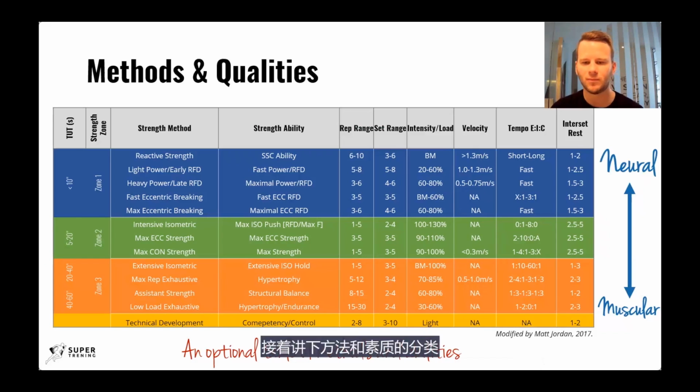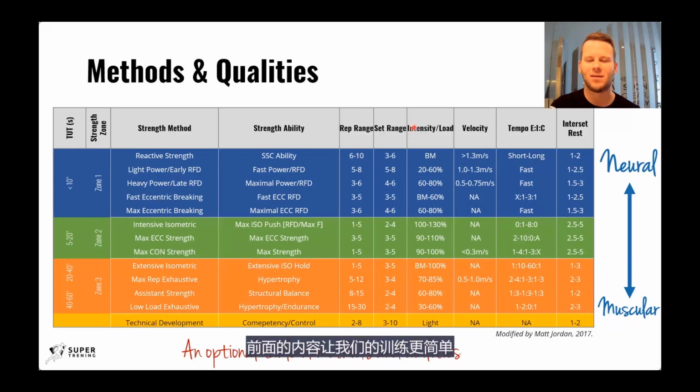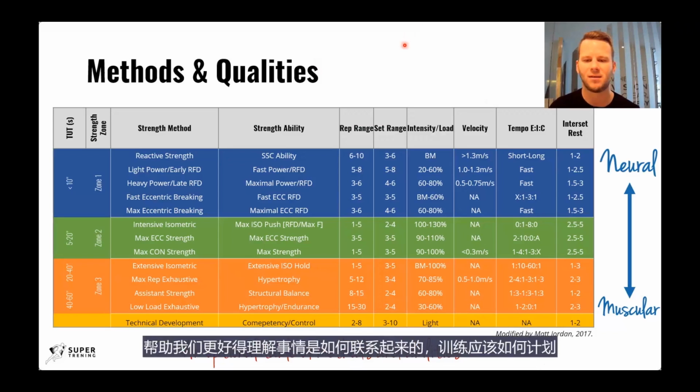Now let's talk a little bit about the classification of the methods and qualities. For example, this may be a bit of a contradiction to what I was saying before, but what I was saying was not meant to say that all the tables and all the models we have are to be forgotten and thrown out. No, they are useful and, let's say, make our lives easier, and make it easier to understand how things are connected, or how our planning should be, or how it will go.